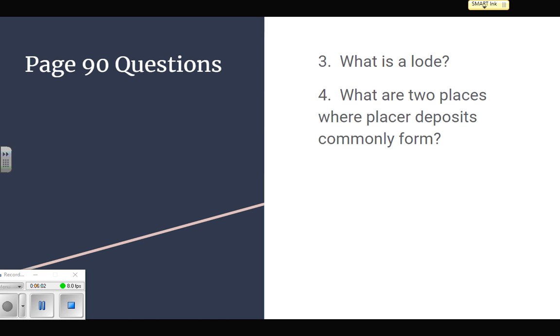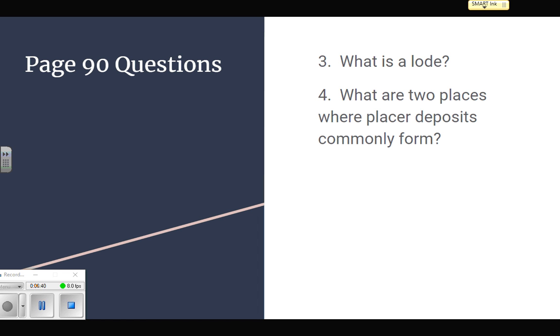Page 90. Questions. What is a lode? What are two places where placer deposits commonly form? Ore deposits. When cooling magma forms ores, the ores sink to the bottom of the magma chamber. When evaporation forms ores, the ores sink to the ocean floor. In both of these cases, the ores are clustered in one place.